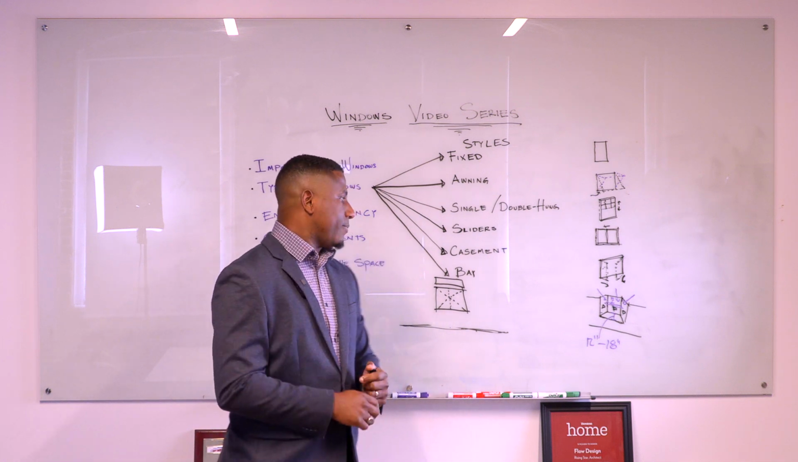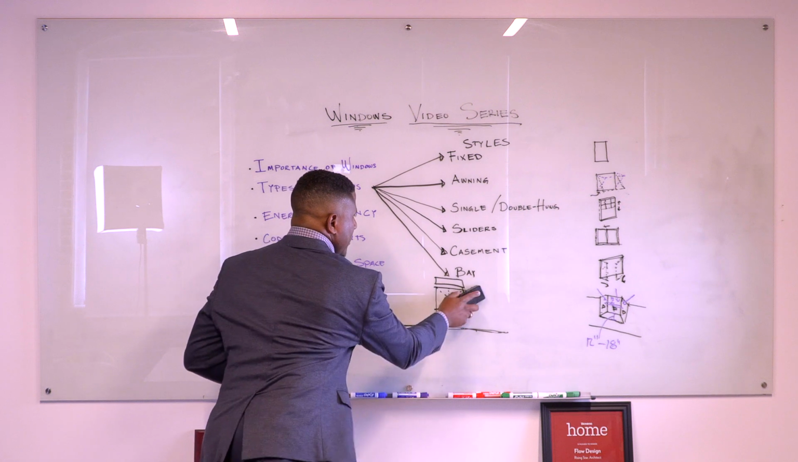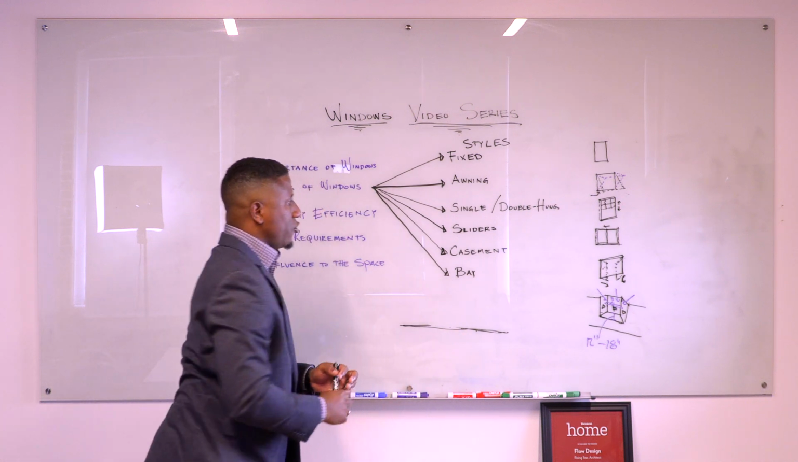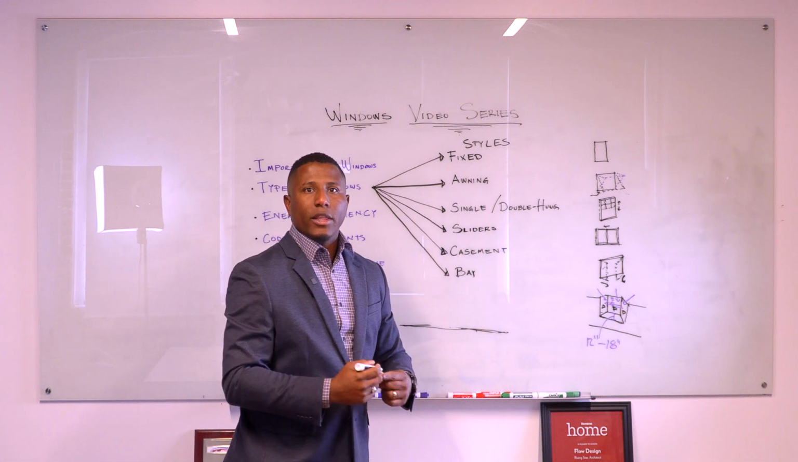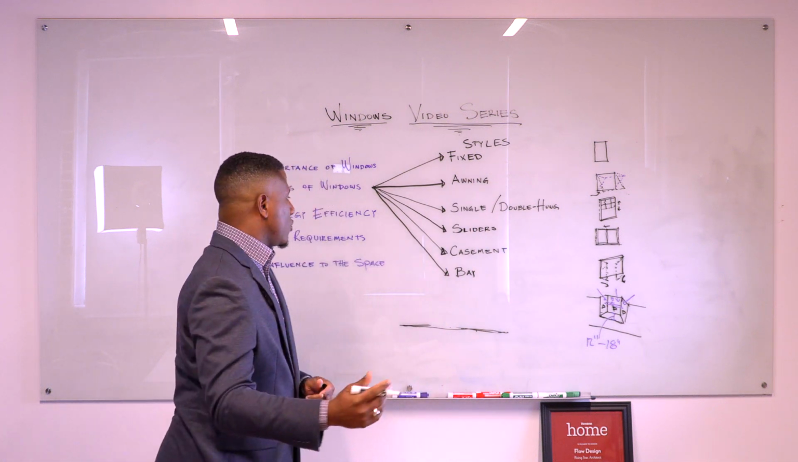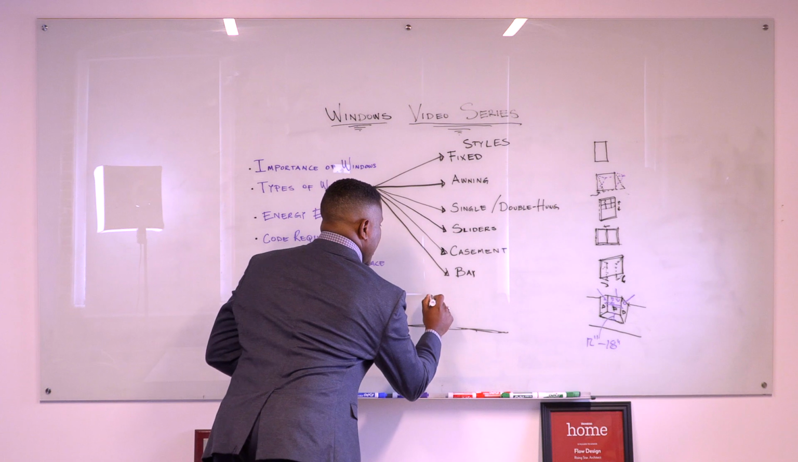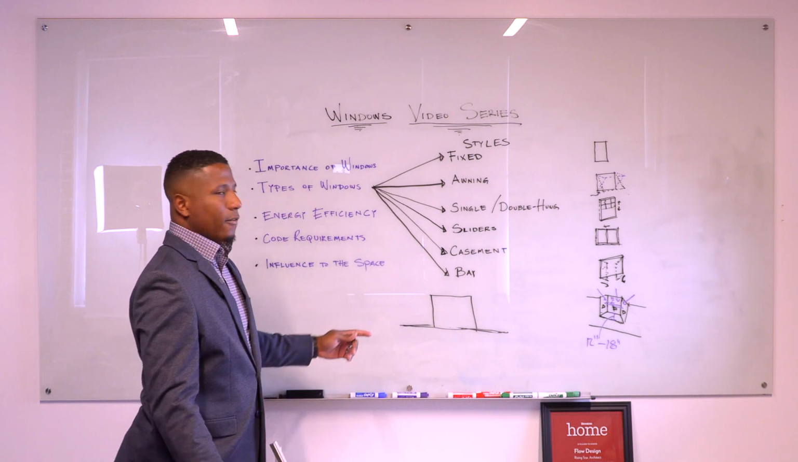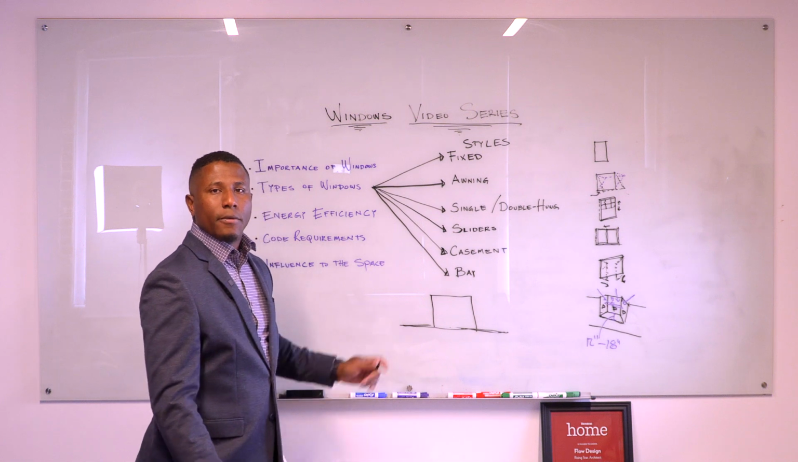So very, very important. To end this video, we're just going to talk about little examples of how you can utilize the different types of windows depending on your application. For example, if you are in a living area, we're doing an elevation of this quickly here shortly.